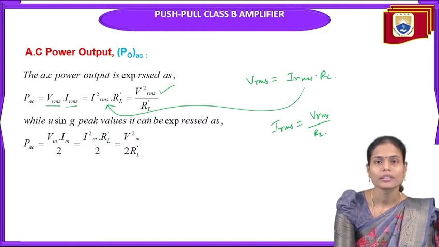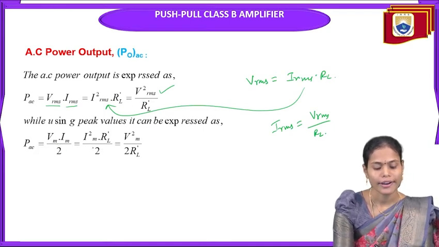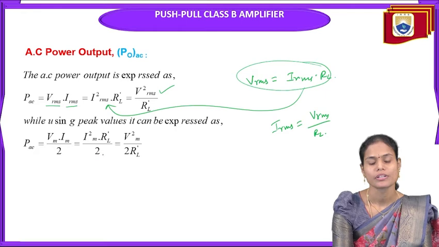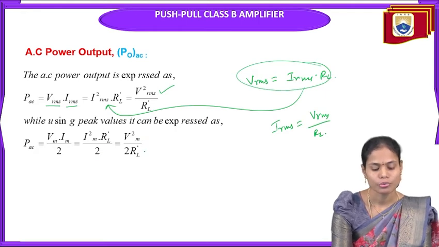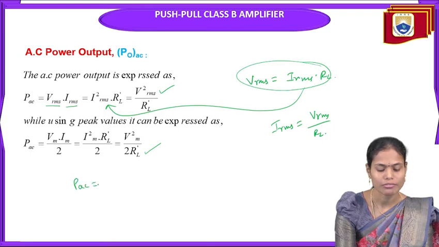So if you write in the peak values, we will get PAC equal to Vm into Im by 2. And we are substituting the value of Vm, that is Im into RL dash, so Vm square by 2 RL dash. So the total AC power drawn from the circuit is Vm square by 2 RL dash.